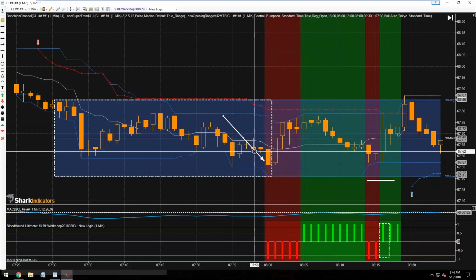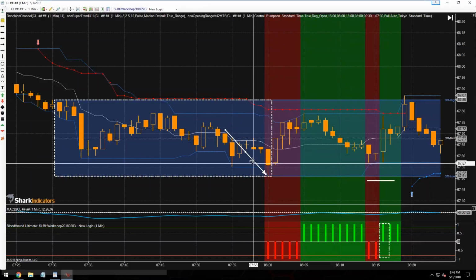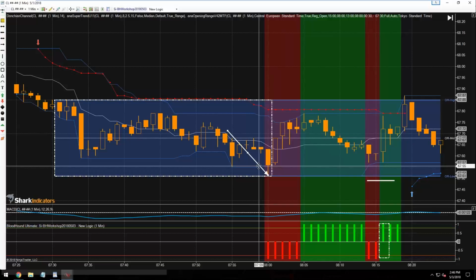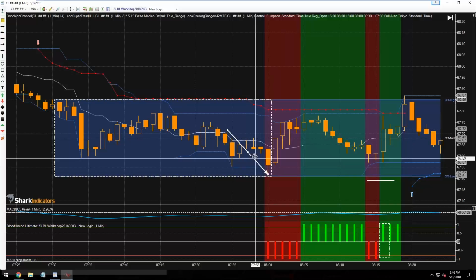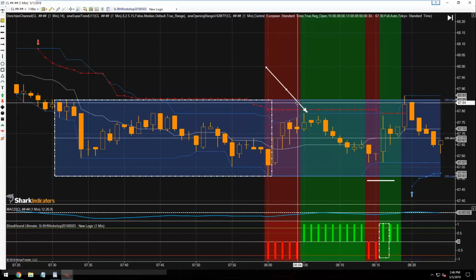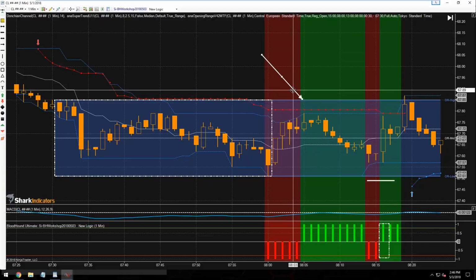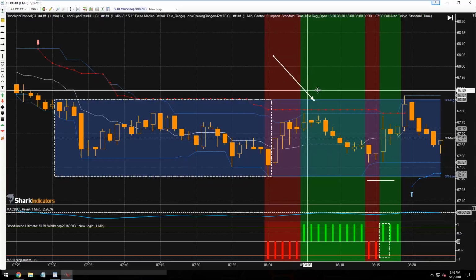Okay, great. So it looked like price might be going down, but then price starts moving up, and yeah, bingo. When price got within 7 ticks of the upper range, we got a long output, because maybe we're going to get a long breakout.